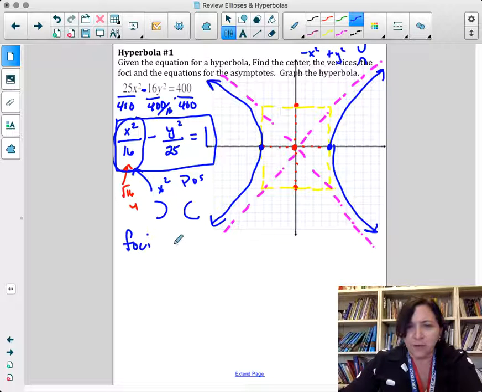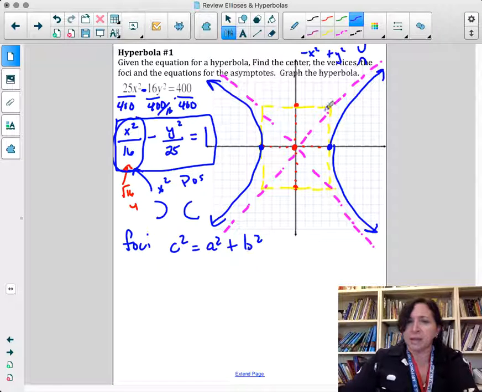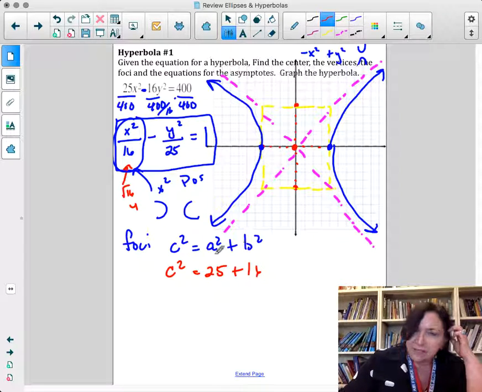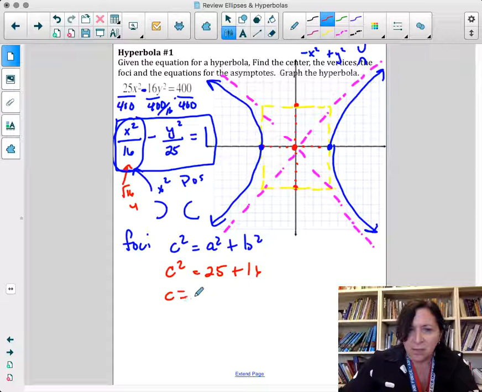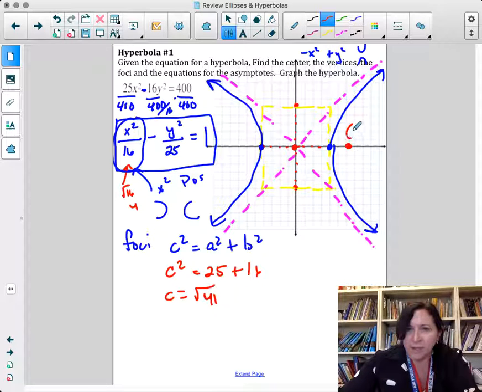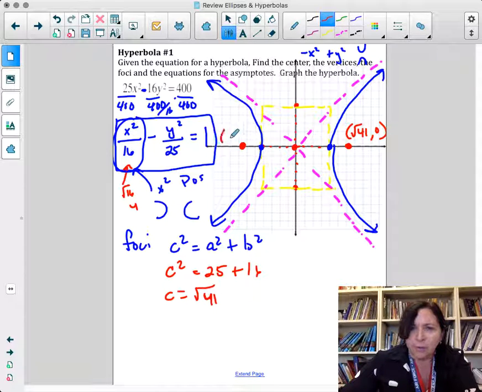So foci are going to be at c squared equals a squared plus b squared. Now this is different than an ellipse, because in an ellipse you're subtracting. So to find my foci, c squared is equal to 25 plus 16, and 25 plus 16 is 41. So c equals the square root of 41. Because my center is at 0, 0, I just have to go to the right the square root of 41. So that's the square root of 41, comma 0. And this focus over here will be negative square root of 41, comma 0.